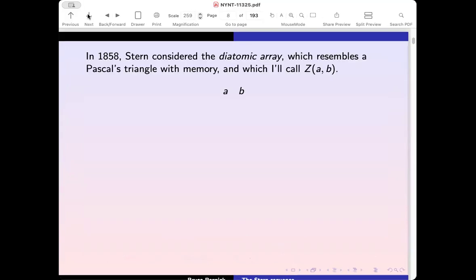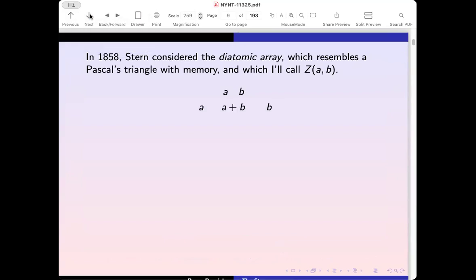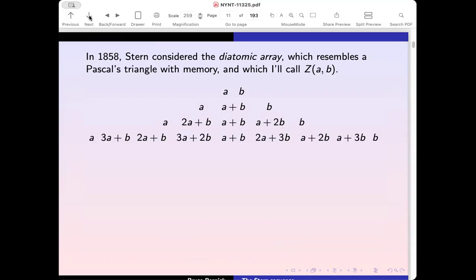What he did was he considered what is called the diatomic array, which resembles a Pascal's triangle with memory, and which I'll call Z of A,B. You start with A and B, and then you add A and B, but you keep A and B. Then in the next row, you write down everything and then put down the sum of the elements in between, and so on. And this is what the first few rows look like.